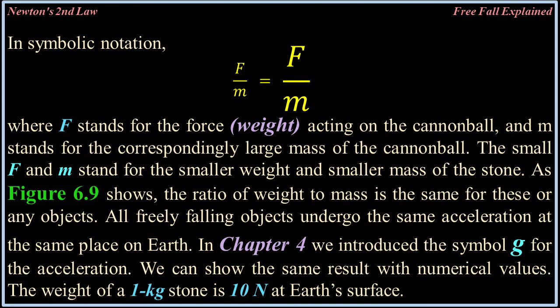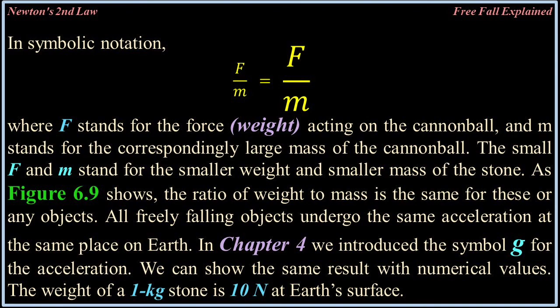In symbolic notation, little f over little m equals big F over big M, where F stands for the force, weight acting on the cannonball, and M stands for the correspondingly large mass of the cannonball. The small f and m stand for the smaller weight and smaller mass of the stone. As figure 6.9 shows, the ratio of weight to mass is the same for these or any objects. All freely falling objects undergo the same acceleration at the same place on Earth. In Chapter 4, we introduced the symbol g for the acceleration.